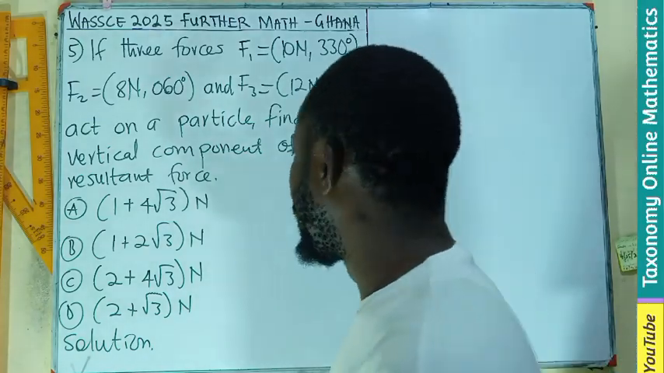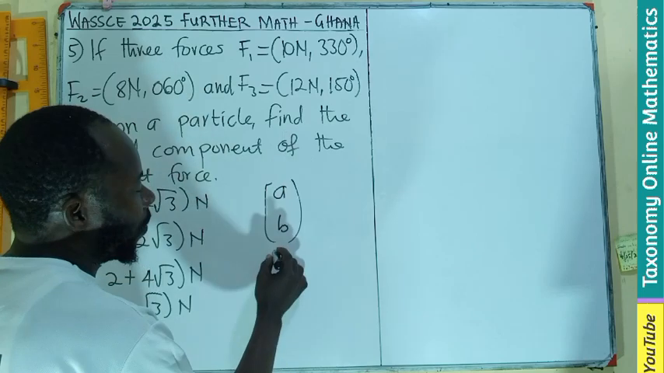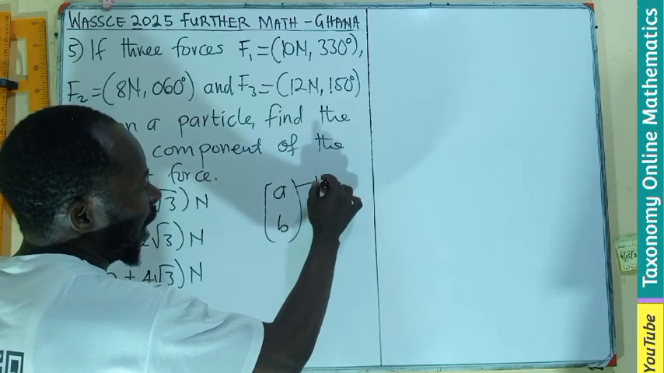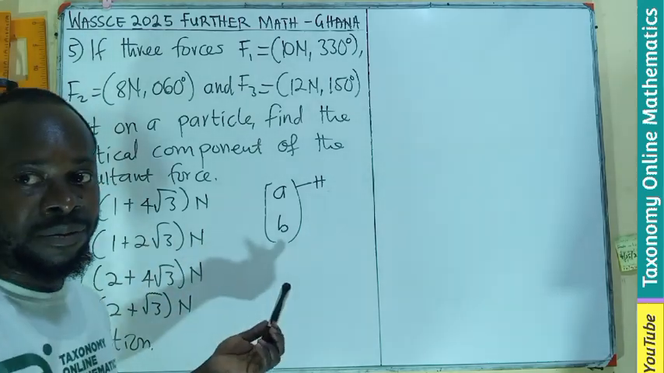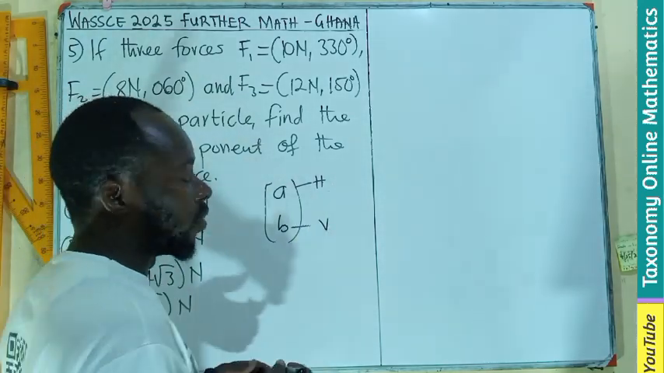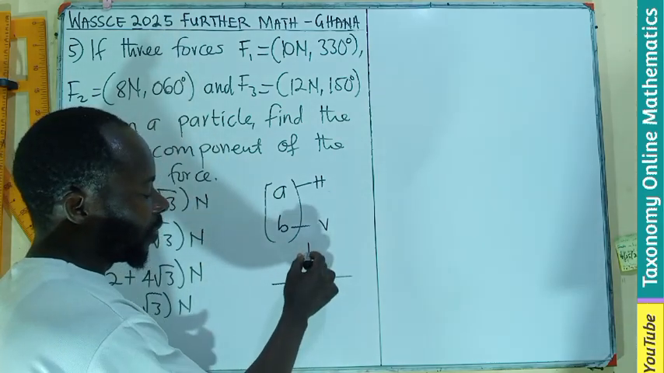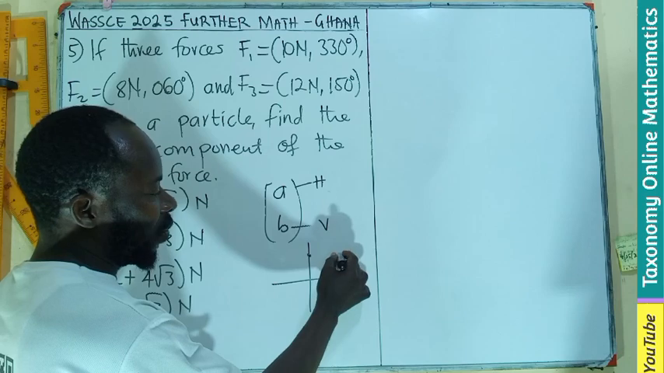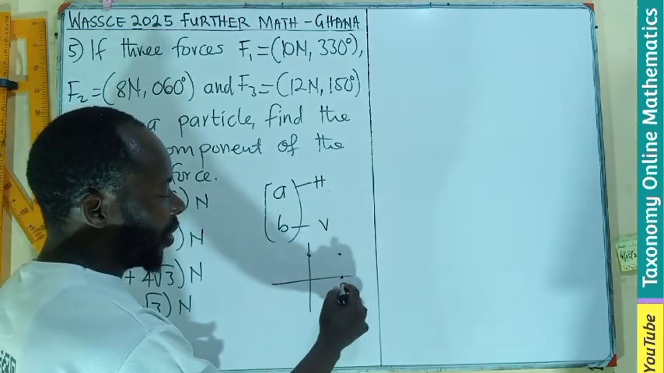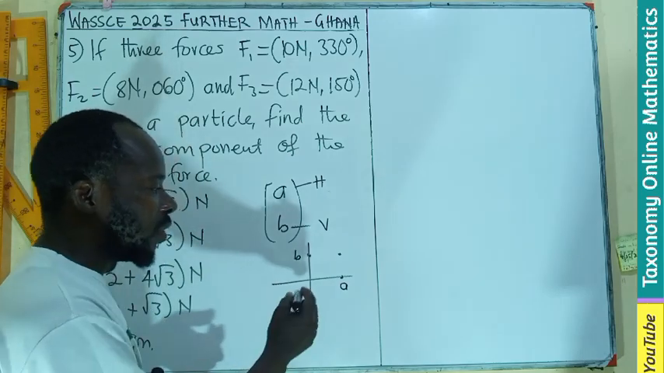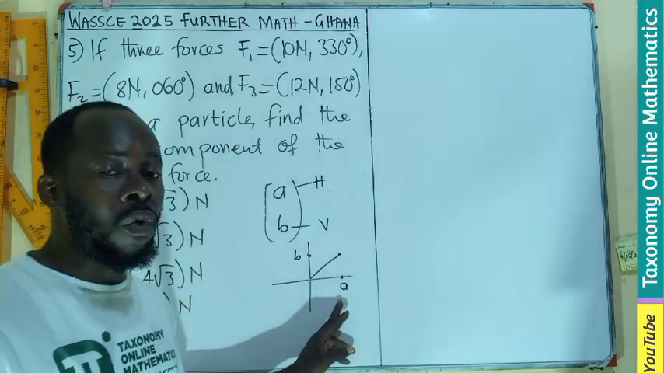Now, in a vector column form, if I have a vector A, B in this form, let me just say A is the horizontal component of the force, and B is the vertical component of the force. As in the Cartesian plane, this is where that vector is going to be. So this vector has a horizontal component, which is A, and a vertical component, which is B. So we are looking for the vertical component only.